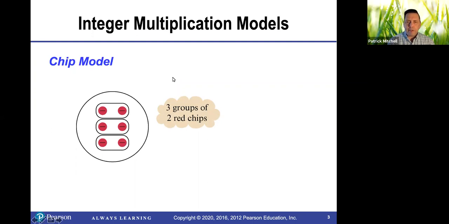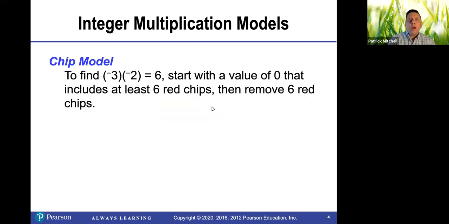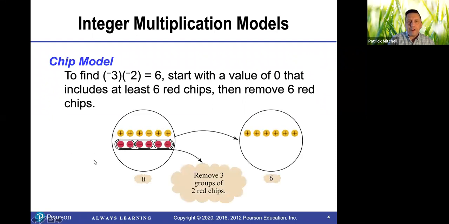Remember that red chips represent negative numbers. So this would be an illustration of 3 times -2. To find -3 times -2, start with a value of 0 that includes at least 6 red chips. For example, 6 red and 6 yellow would be 0. And then remove 3 groups of 2 red chips. And that would leave you with 6 yellow chips. So that's an illustration that -3 times -2 equals 6. Here it is. All right.